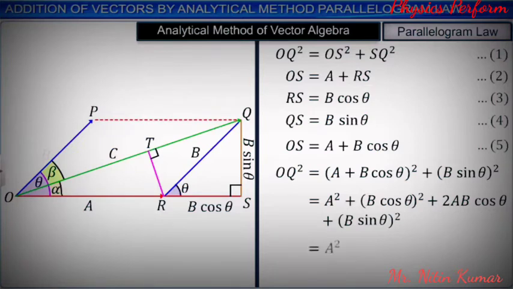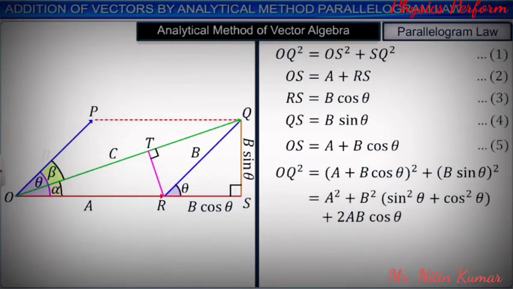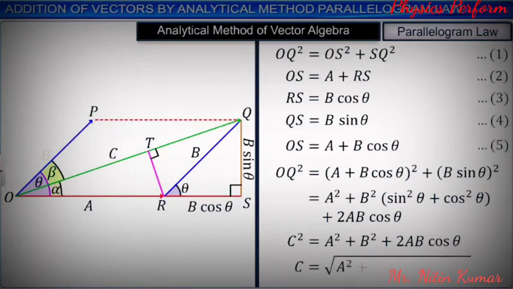C is equal to square root of A square plus B square plus 2AB cos theta. Let this be equation 6. This equation is known as the law of cosines. Using this, we can find the magnitude of the resultant vector.